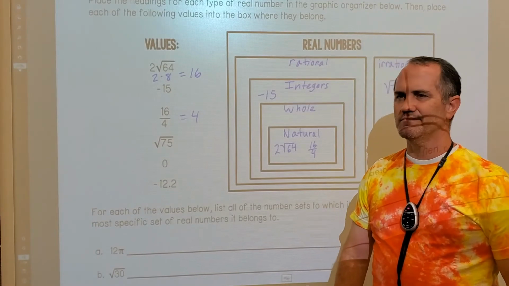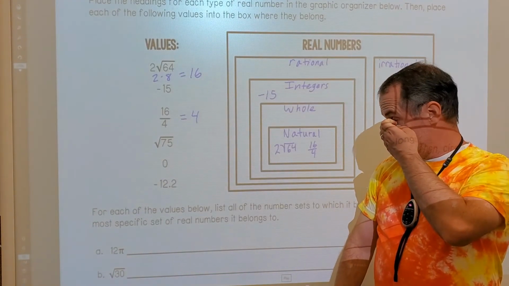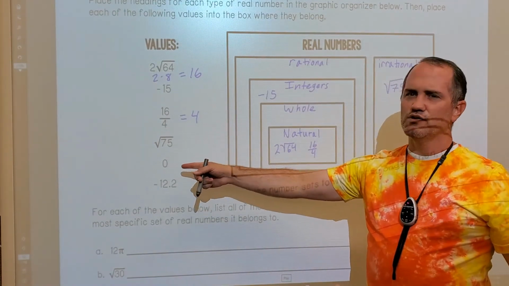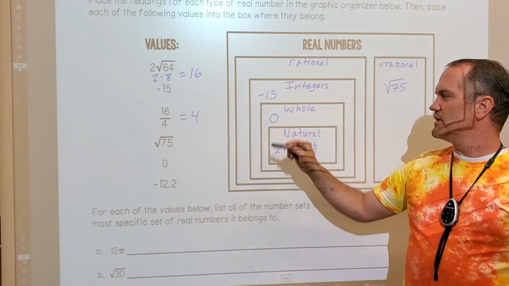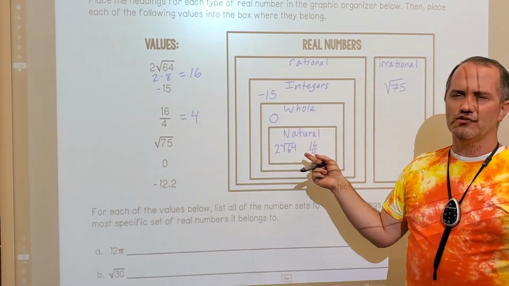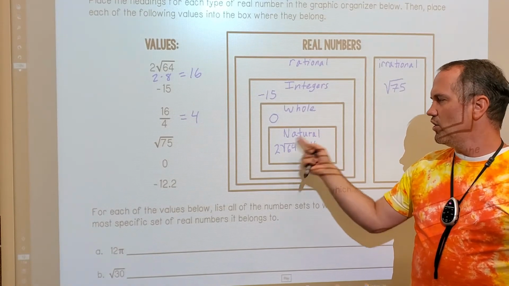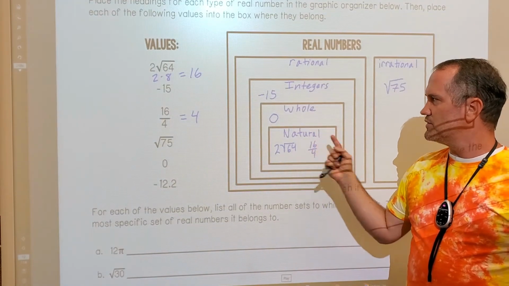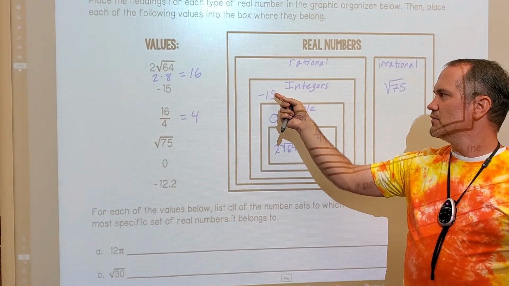Probably 8.7 or 6 or something like that. Okay, 0. And this is weird, 0 is the only number that belongs in the whole number category and not the natural. So that's why we get rid of natural again. So 0 is whole, but again, all of these numbers right here are whole numbers. Okay? And so then the integer, same thing.